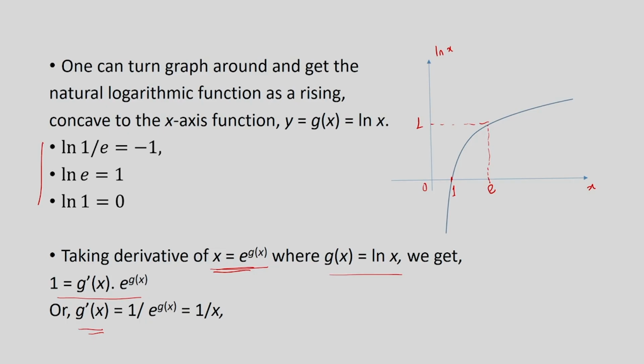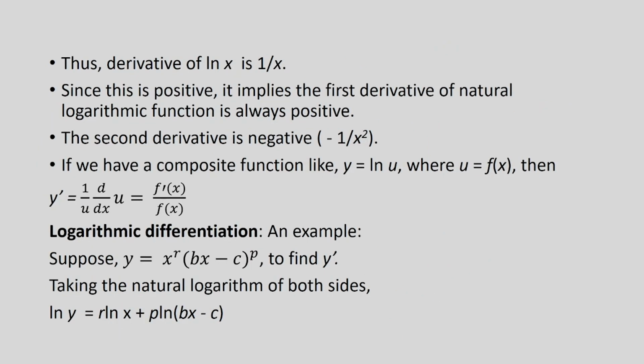But what is e to the power g(x)? It is x. So g prime of x is equal to 1 divided by x, and that is what we wanted to find out. So g prime of x is equal to 1 divided by x, and this is nothing but d/dx of log of x. So that is the formula for the derivative. The derivative of natural log of x is equal to 1 divided by x.